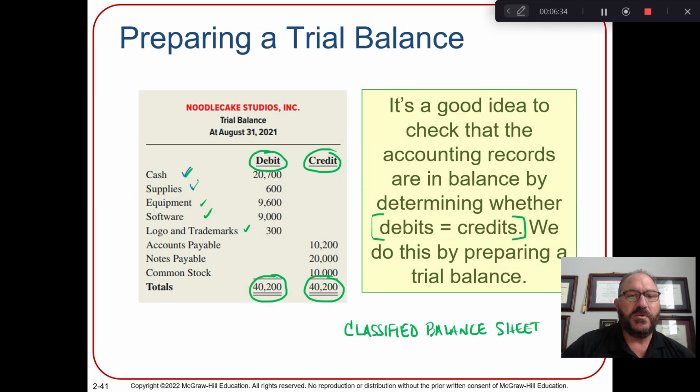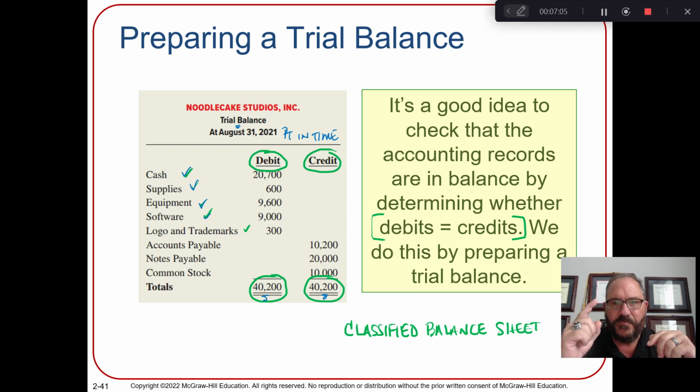They took all the totals from those items. You can go and look. These are all the totals here, and they go $40,200. And then they add up all the credits, and it's $40,200. So now we know debits equal credits. And again, notice it says trial balance here. It says it's at a point in time. Point in time. Okay.